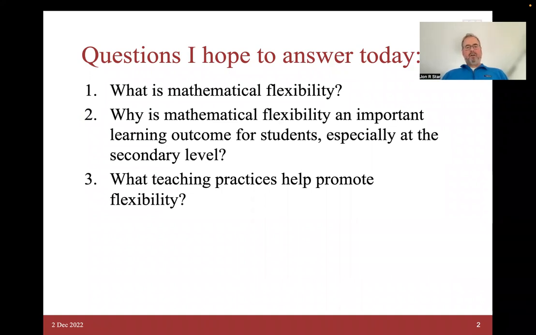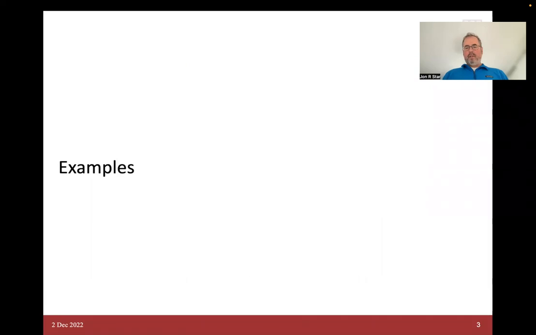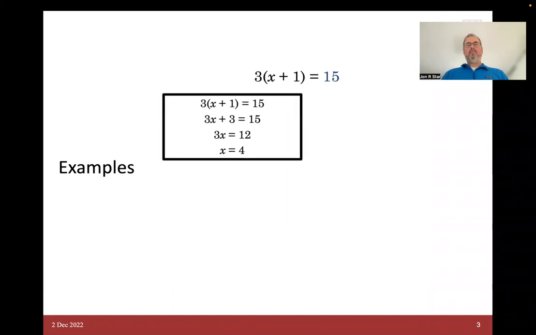Let me begin by defining what I mean by mathematical flexibility, and I will do so by looking at a few examples that I find to be illustrative. Let's begin with this problem, which is a problem commonly taught in the algebra curriculum, a simple linear equation. In many countries around the world, there is an algorithm taught for how to solve this problem that looks like this.